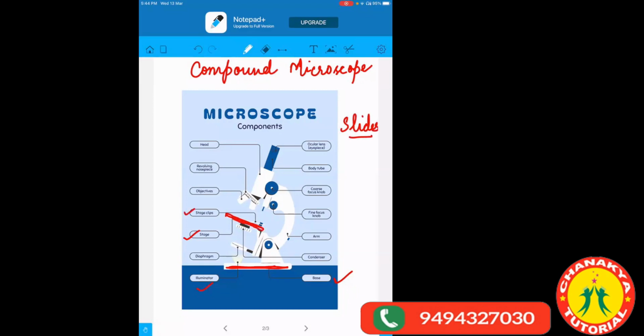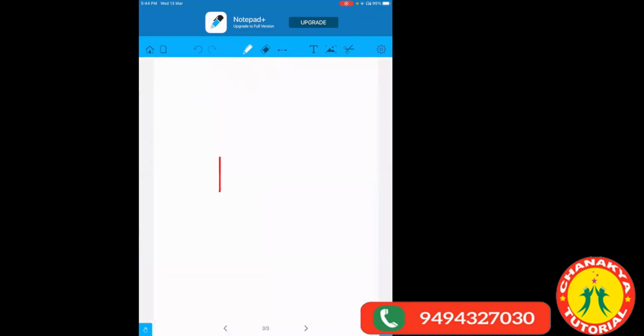And then the next one are the stage clips. So suppose, for example, this is the stage. This whole area is called the stage. Now, on this stage, what happens? There are two clips available like this. So, like this, two clips are there. These are called the clips.